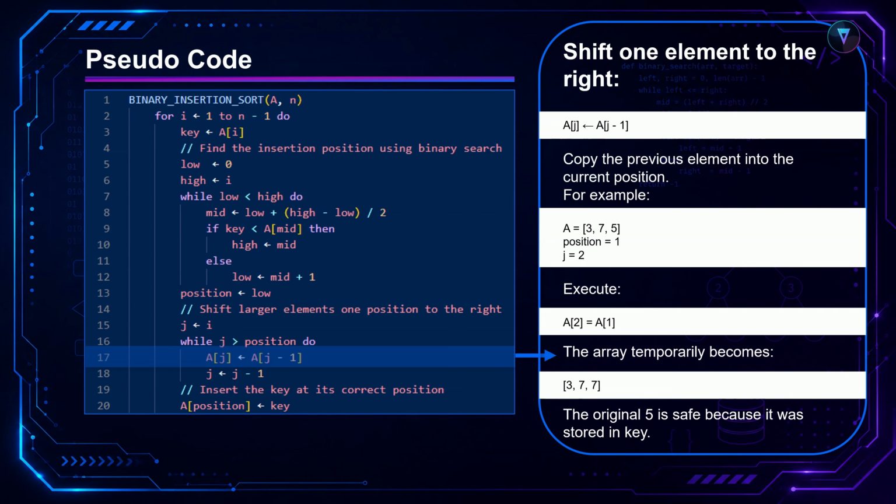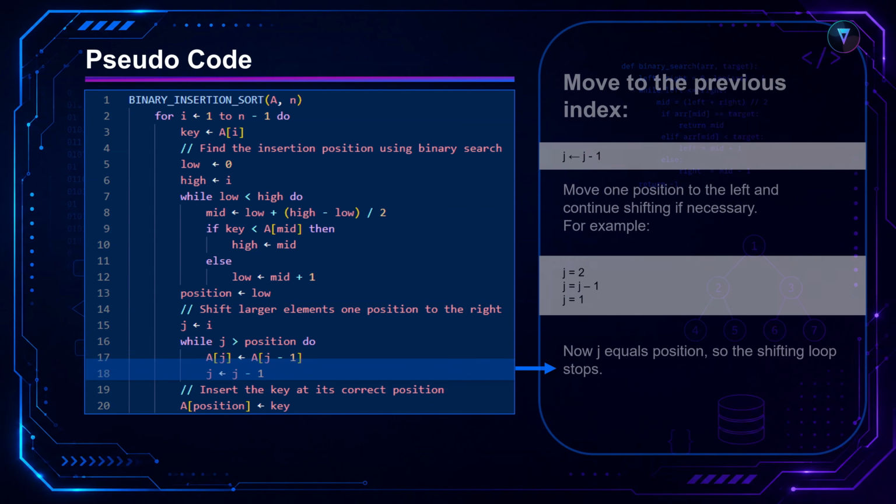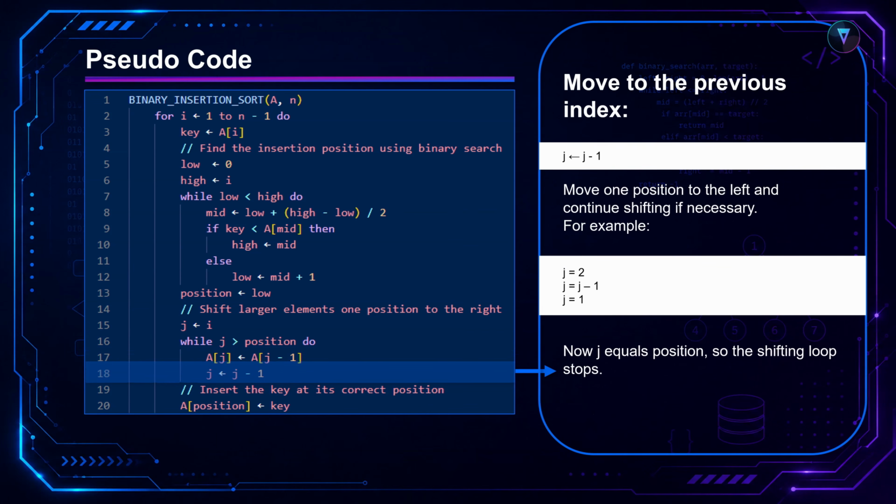Inside the loop, we execute A at index j equals A at index j minus 1. This copies the previous element into the current position. Suppose the array is 3, 7, 5. The key is 5, the insertion position is 1, and j is 2. We copy the value at index 1, which is 7, into index 2. The array temporarily becomes 3, 7, 7.